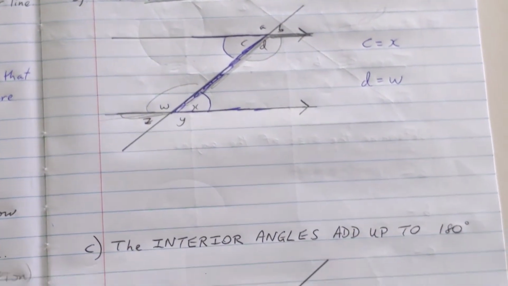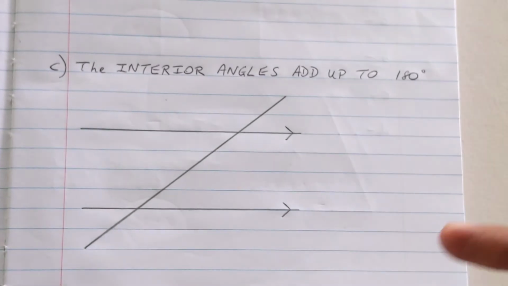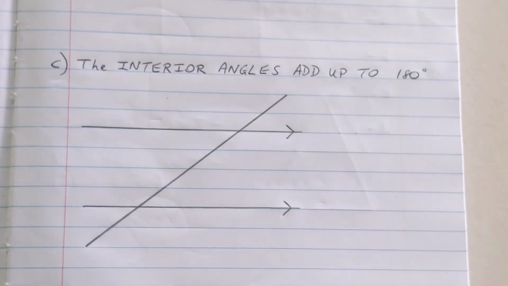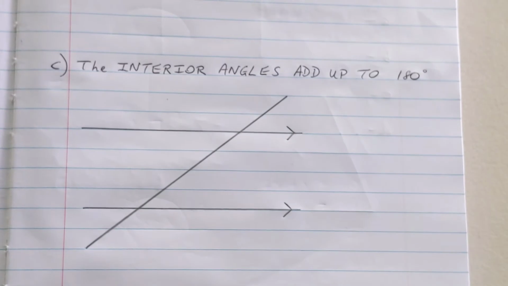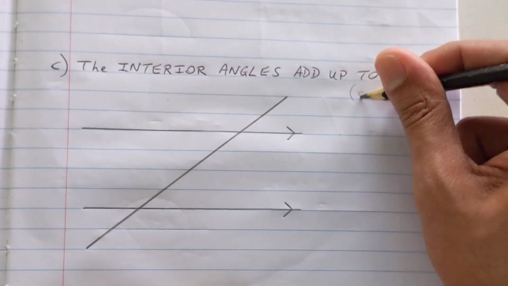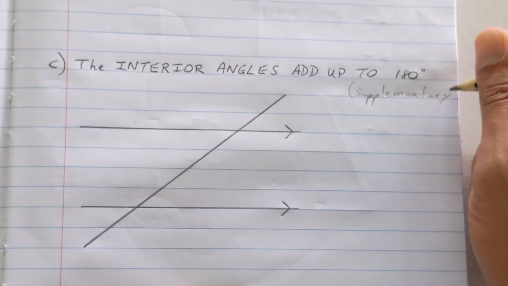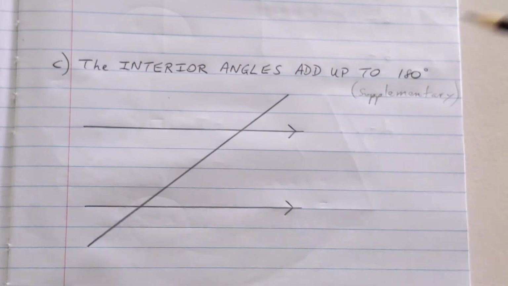The last one I need to look at is the interior angle. And the interior angle, unlike the other two, where corresponding was equal and alternate was equal, interior angles add up to 180. A fancy word for adding up to 180, by the way, is supplementary. They don't use it as much anymore. Complementary means it adds up to 90, but supplementary means add up to 180.